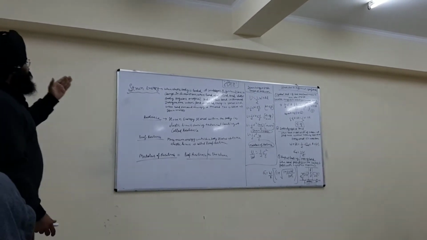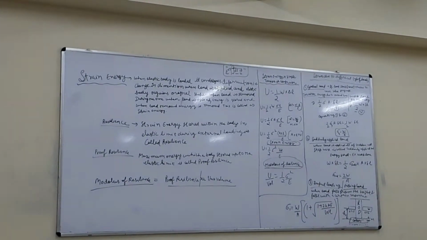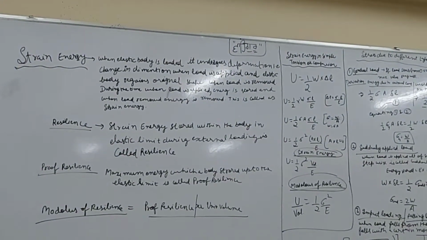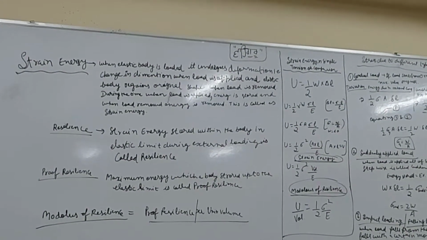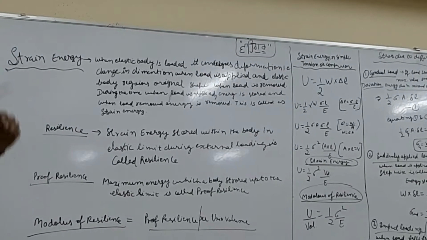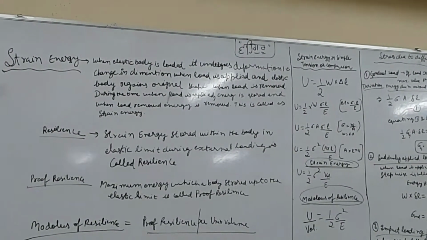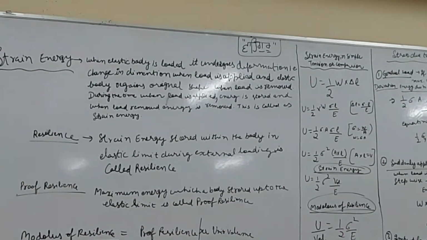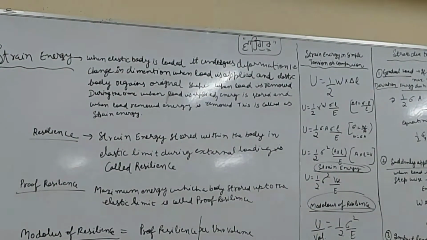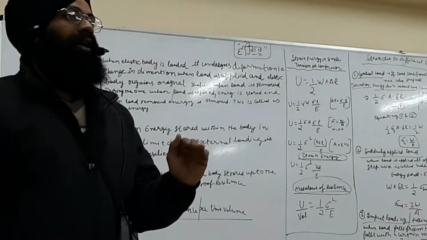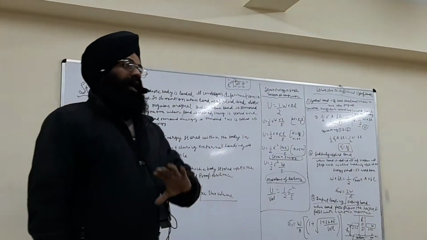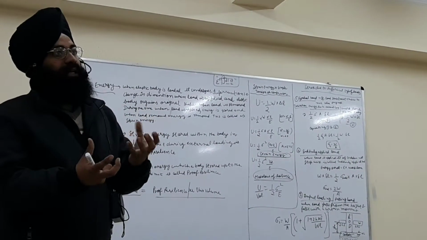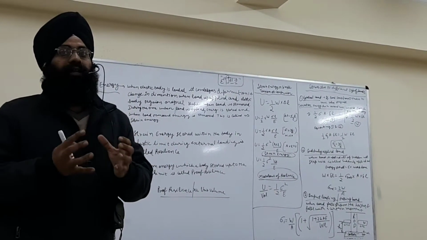Let us go through the definition. When the elastic body is loaded, it undergoes deformation, that is, a change in dimension. When the load is removed, it comes back to its original dimension. During this time, when the load is applied, some energy is stored, and when the load is removed, the energy is released from the system. That is called the strain energy.